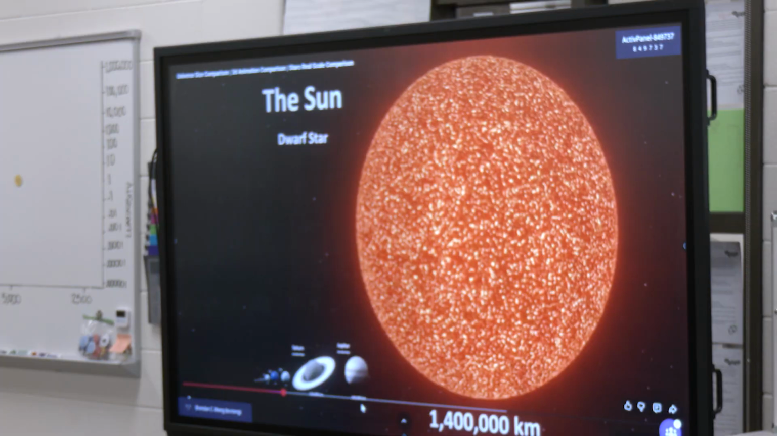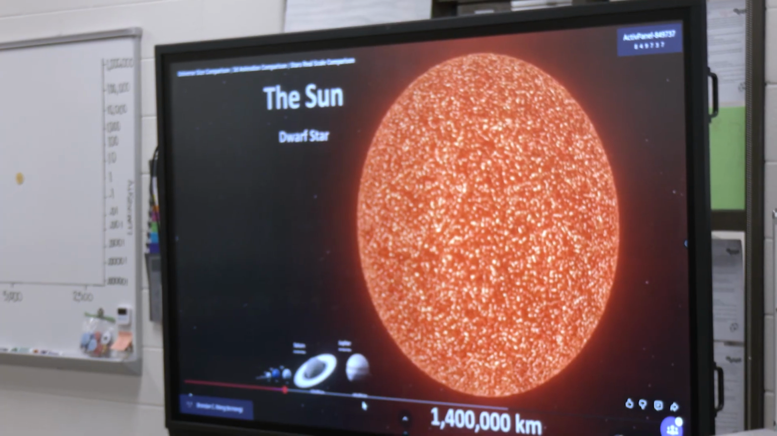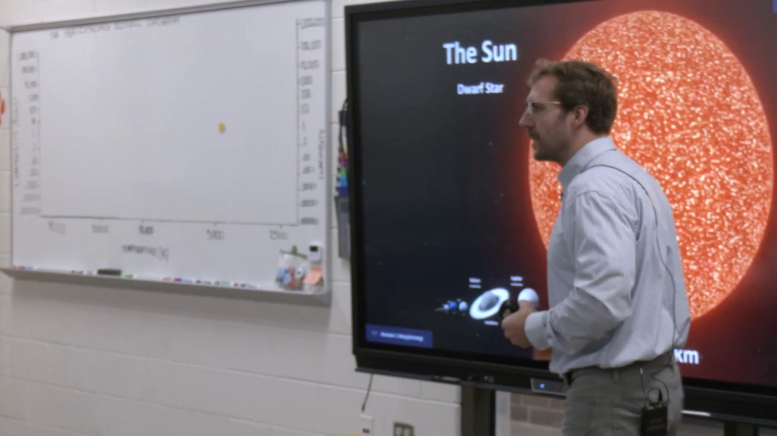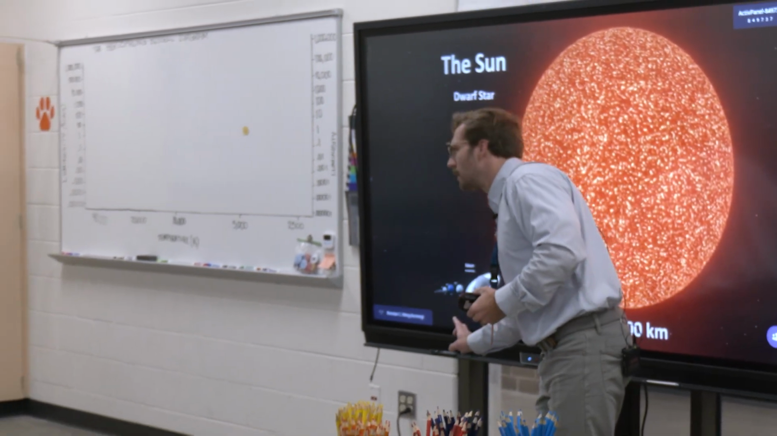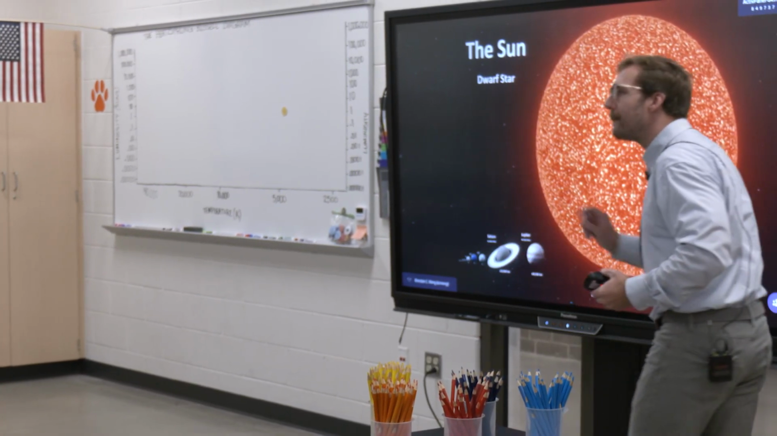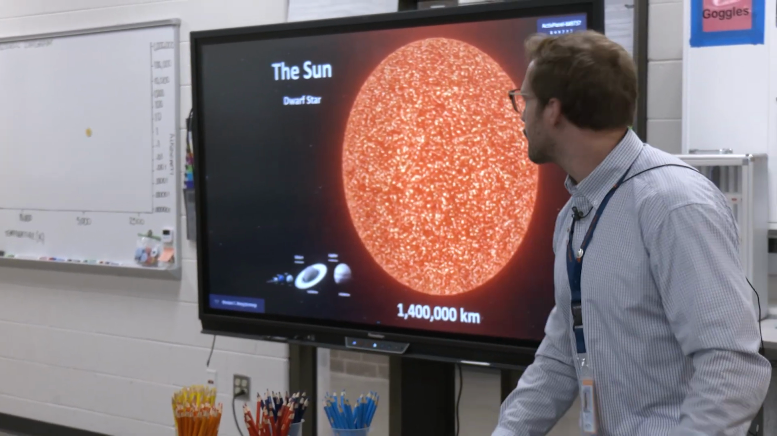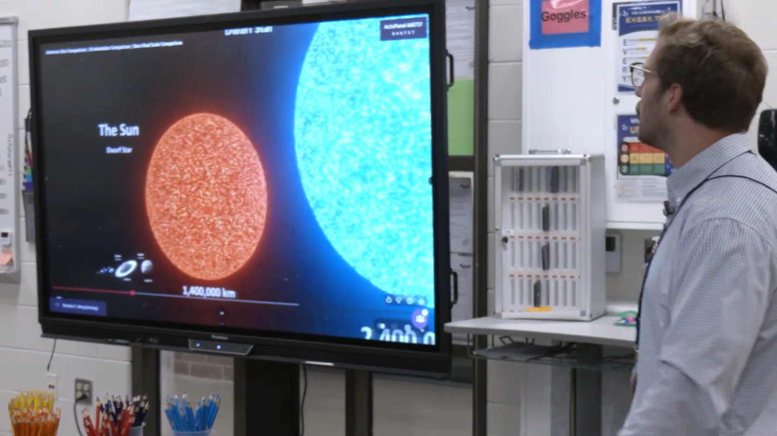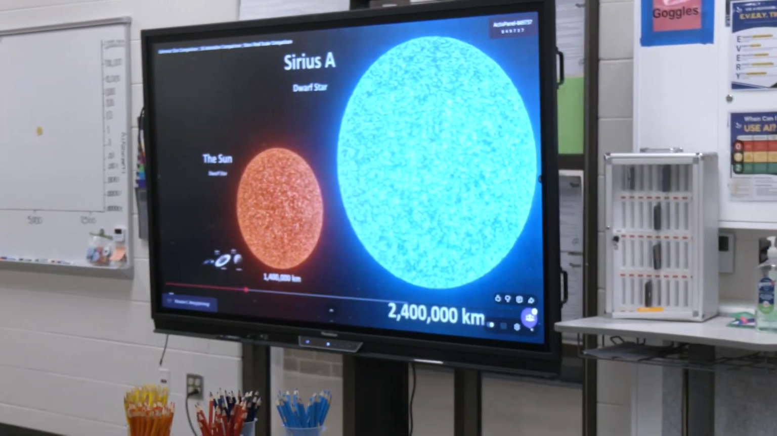All right, so there's our sun, right? Our sun's pretty big, right? Where's Earth in this? Jason, where's Earth? All the way down there. All the way down there, right? Little bitty, you can barely even see it, right? So our sun is pretty big, right? Wow.